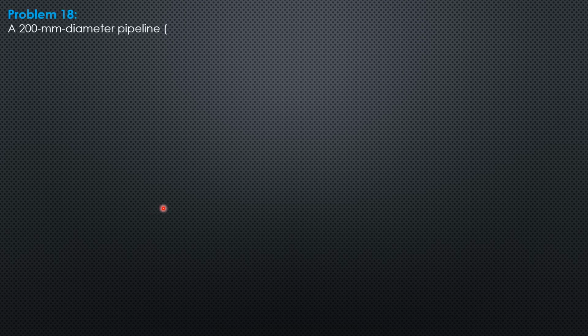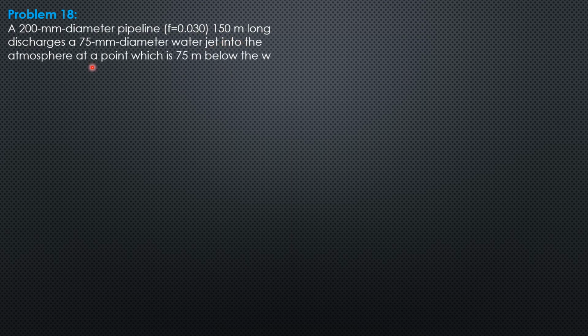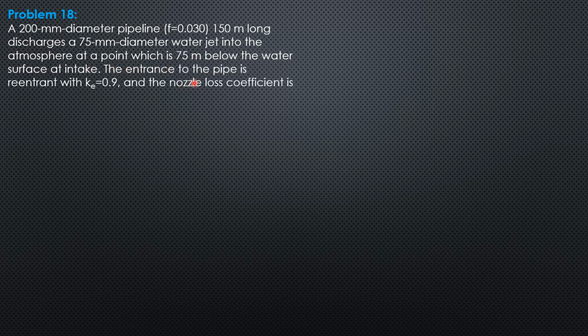Sample 18: a 200 millimeter diameter pipeline with friction factor 0.03, 150 meters long, discharges a 75 mm diameter water jet into the atmosphere at a point which is 75 meters below the water surface at intake. The entrance to the pipe is re-entrant with given K sub E 0.9, if not 0.8, remember, and the nozzle loss coefficient is 0.045. This is 1 over C sub V square minus 1 of the velocity head in the nozzle, so it is 0.045. Find the flow rate and the pressure head at the base of the nozzle.